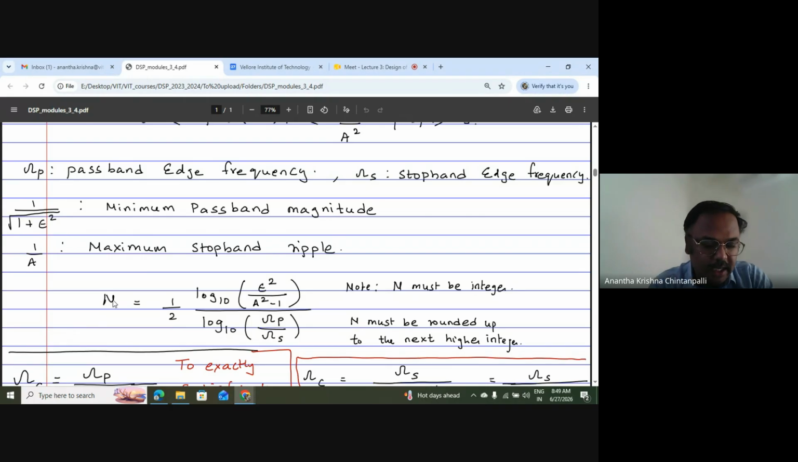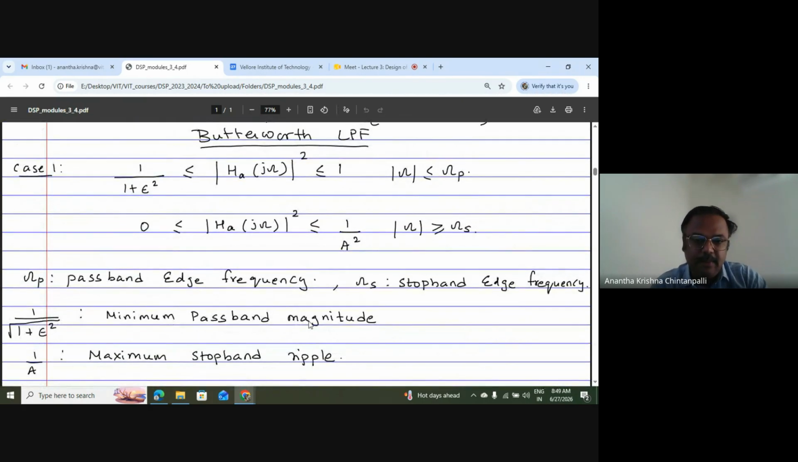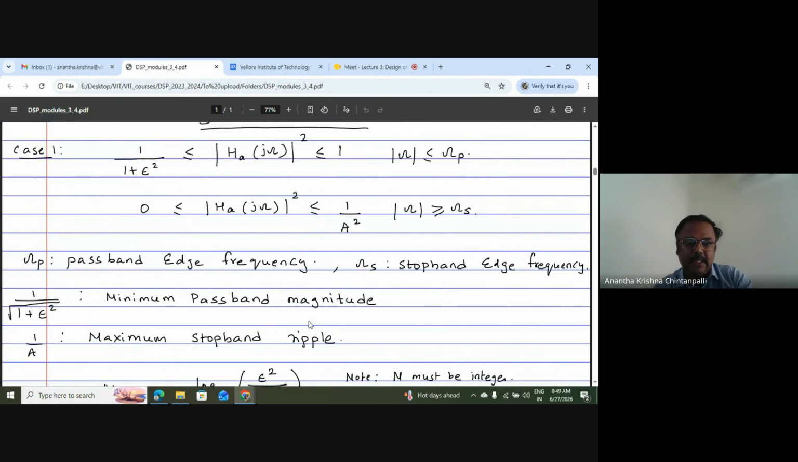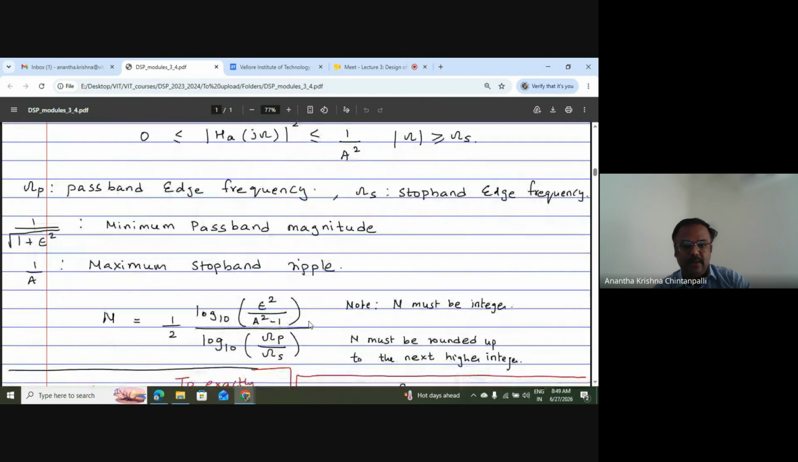The filter order is given by n equals half log 10 of epsilon square divided by a square minus 1, divided by log 10 of omega p divided by omega s. The first important point here is all the values are known to you: omega p is known, omega s, epsilon is known, a square is known. Note n must be an integer.